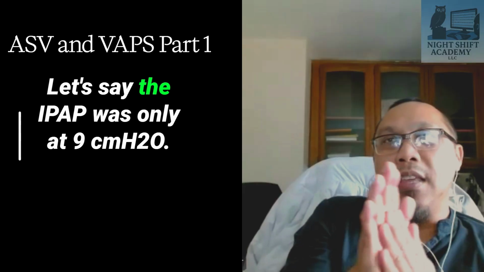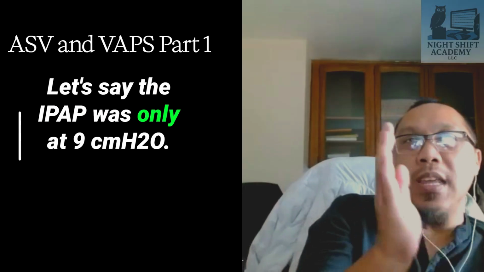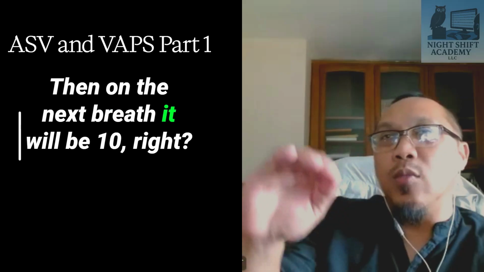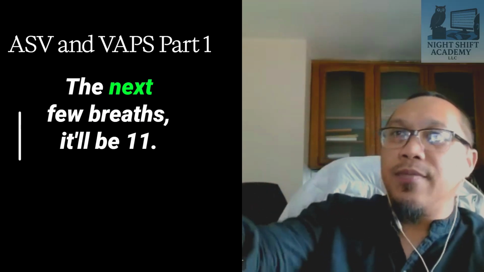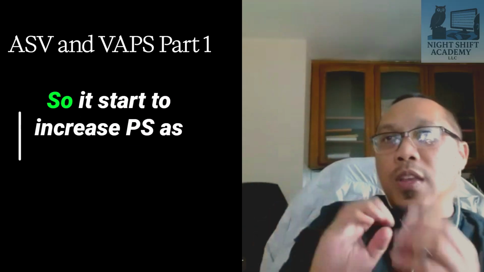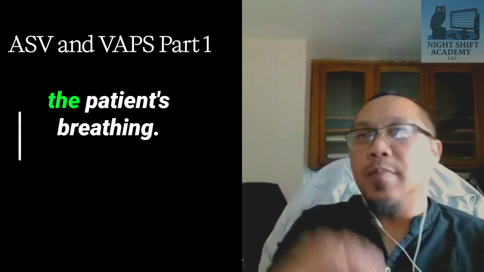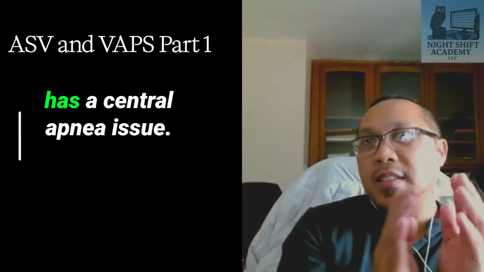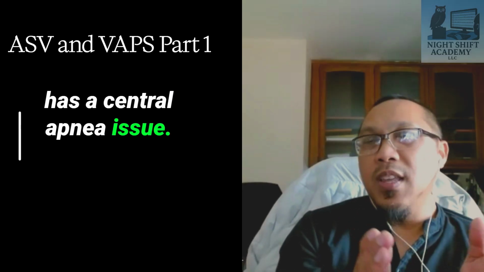Let's say the IPAP was only at 9 centimeters water pressure. Then on the next breath, it will be 10, right? And next few breaths, it will be 11. So it starts to increase pressure support as the patient is breathing. Why? Because it knows that this patient has a central apnea issue.